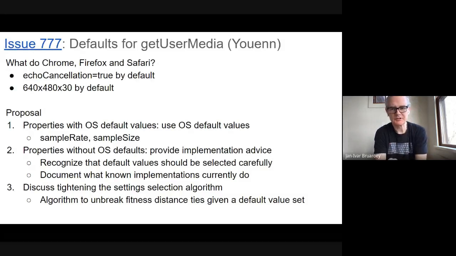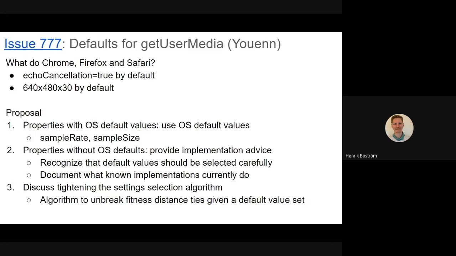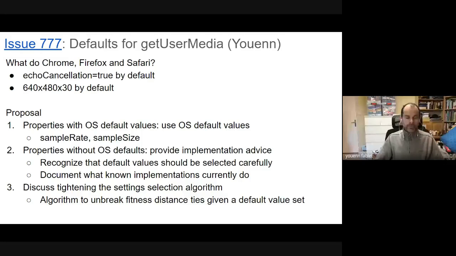So I think it might be useful to have non-normative notes for implementation advice. I like that idea, but I wouldn't go further than that because I share Harald's concern that we want to be flexible on defaults, even between browsers and in the future. So would this be an implementation note or a should text? I think that for OS defaults, the idea would be that it would be a should. And for implementation advice, like properties without OS defaults, it would be an implementation note. And there would be no should. Maybe a may, but not a should.